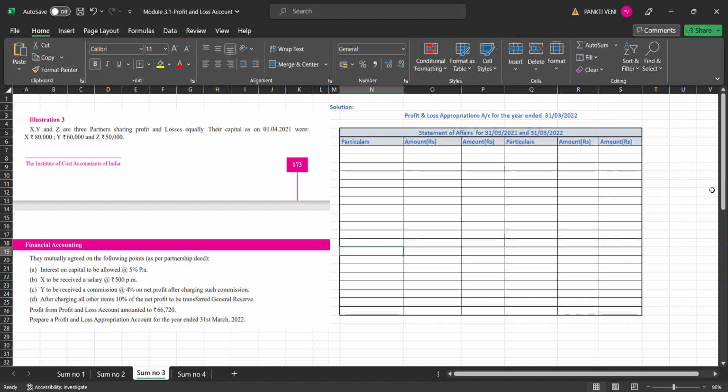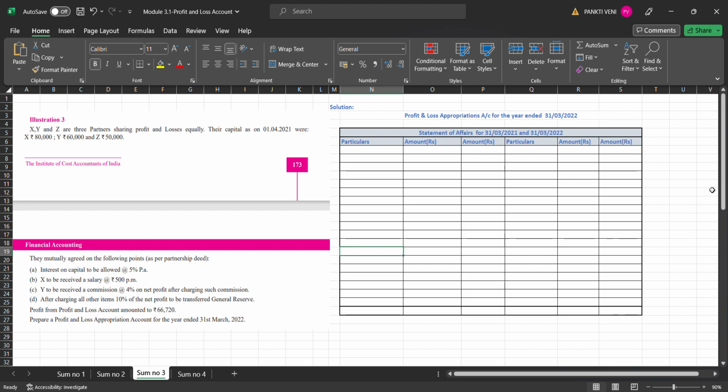There, whatever profit or reserves or whatever amount he earns, it is transferred to the reserves account, or any dividend amount is paid, or it is not required for any other form of organization. But yes, for partnership firms, it is required to prepare the P&L appropriation account.